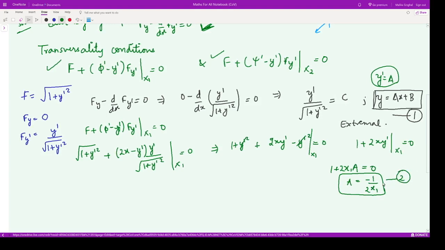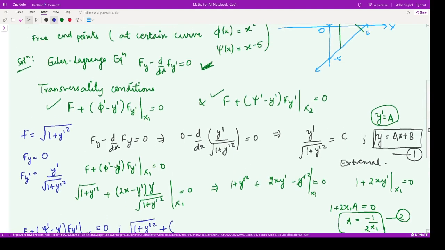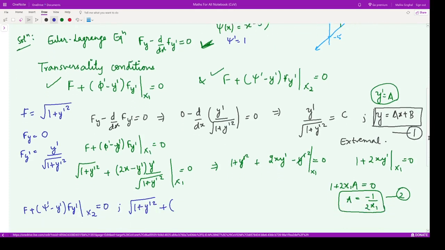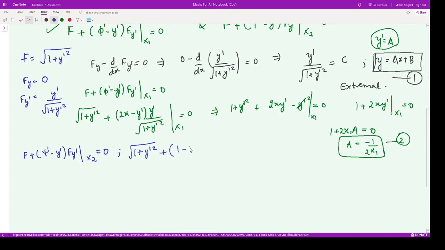Mark this as 2. Now let us solve the second transversality condition. What is that? It is f plus psi dash minus y dash multiplied by fy dash at the point x2 equals to 0. So what is f? F is root of 1 plus y dash square, plus psi dash. What was our psi? Psi was x minus 5, so psi dash would be 1, derivative with respect to x. So it is simply 1 minus y dash as it is, and fy dash is y dash divided by root of 1 plus y dash square at the point x2, that is equal to 0.